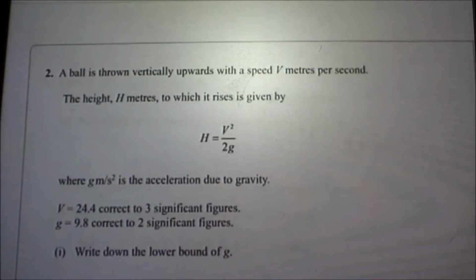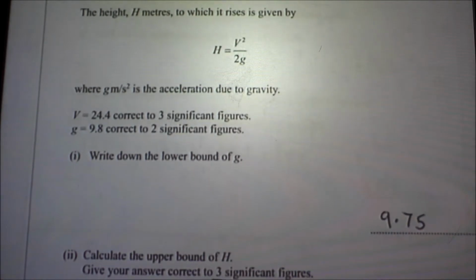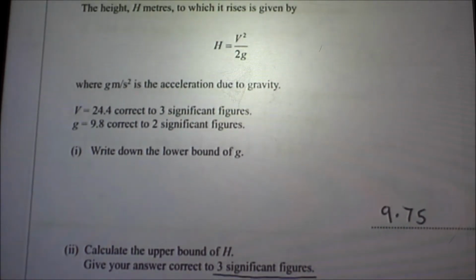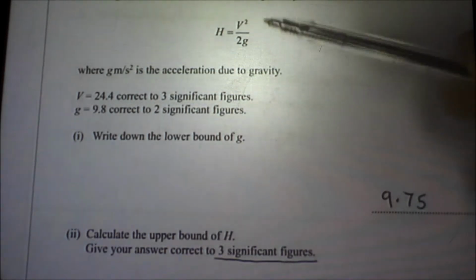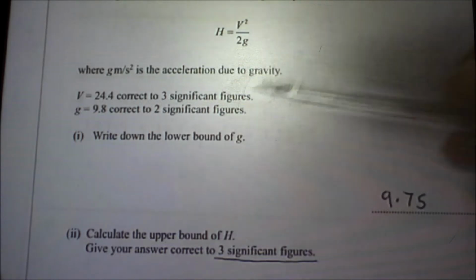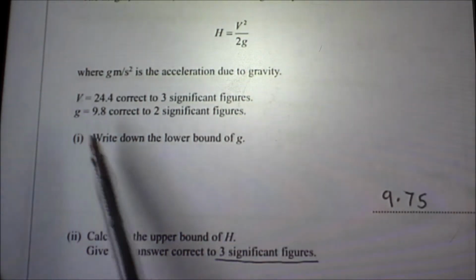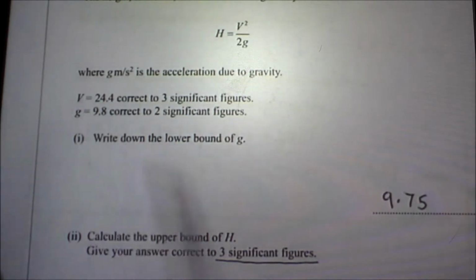Question 2. A ball is thrown vertically upwards at a speed v meters per second. There's the formula. Write down the lower bound of g. To find the lowest bound of g, what you need to do is have the lowest possible value on top. Lowest possible value of g would be 9.75, because that would round up to that.